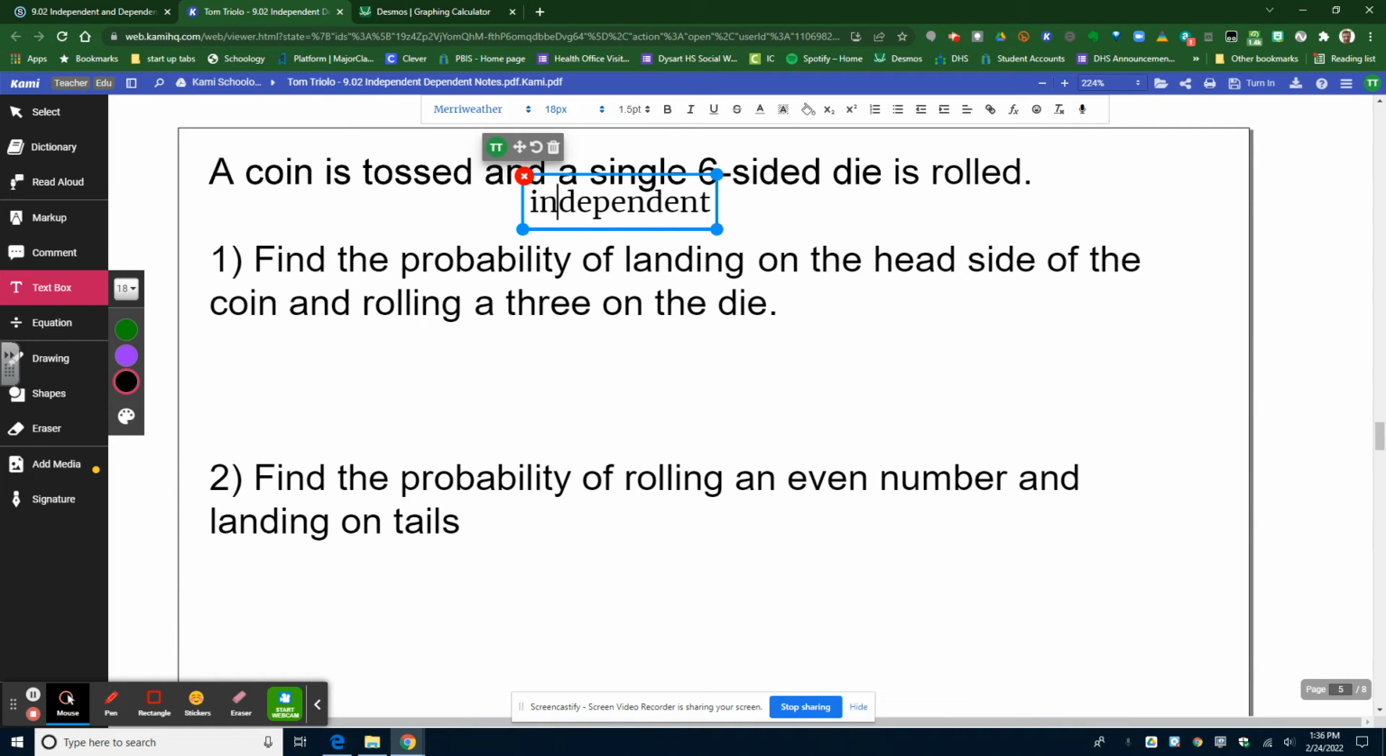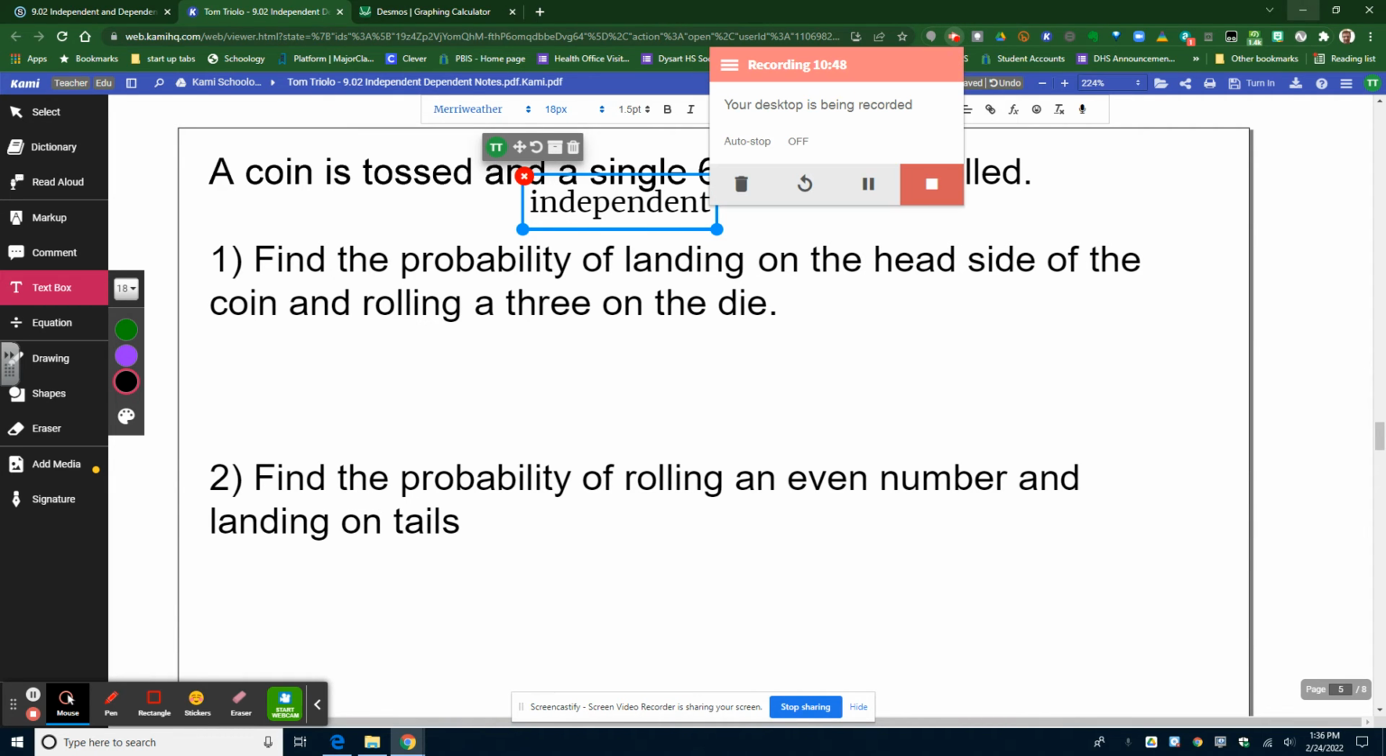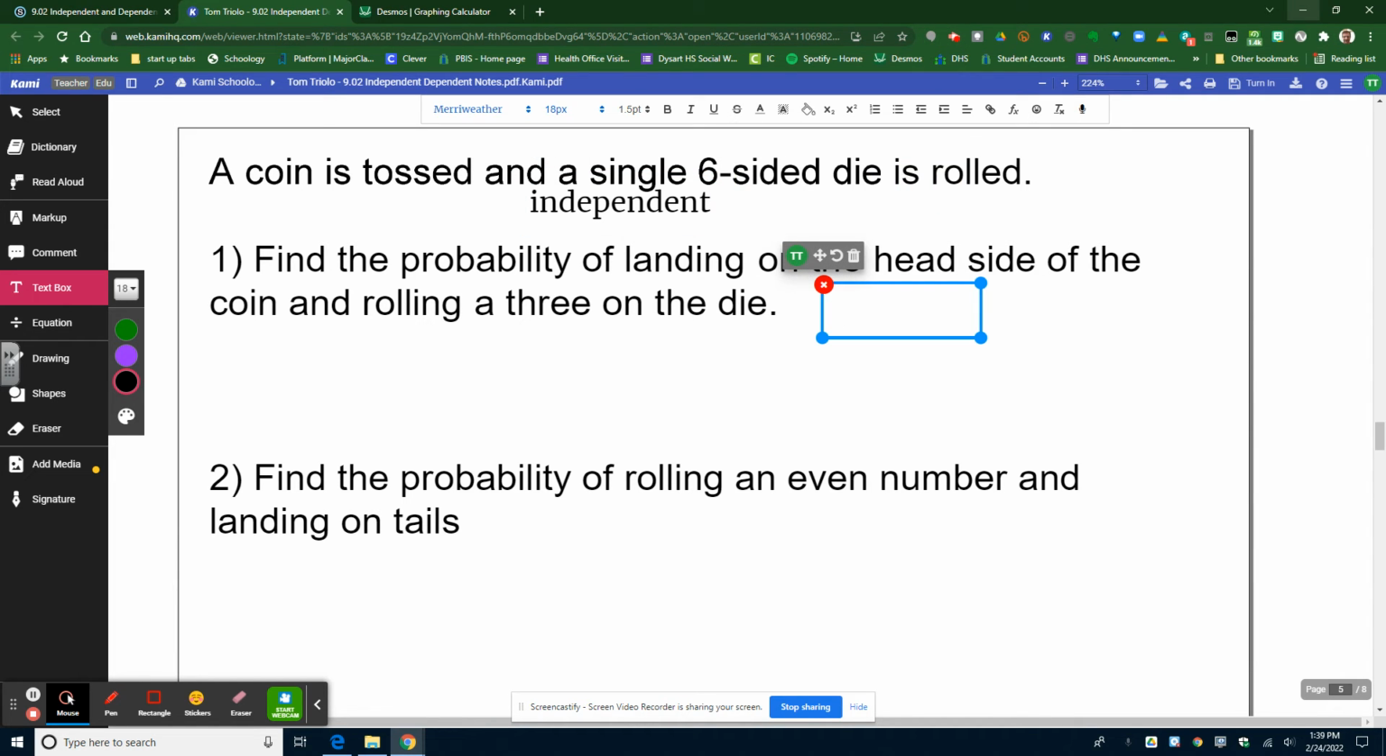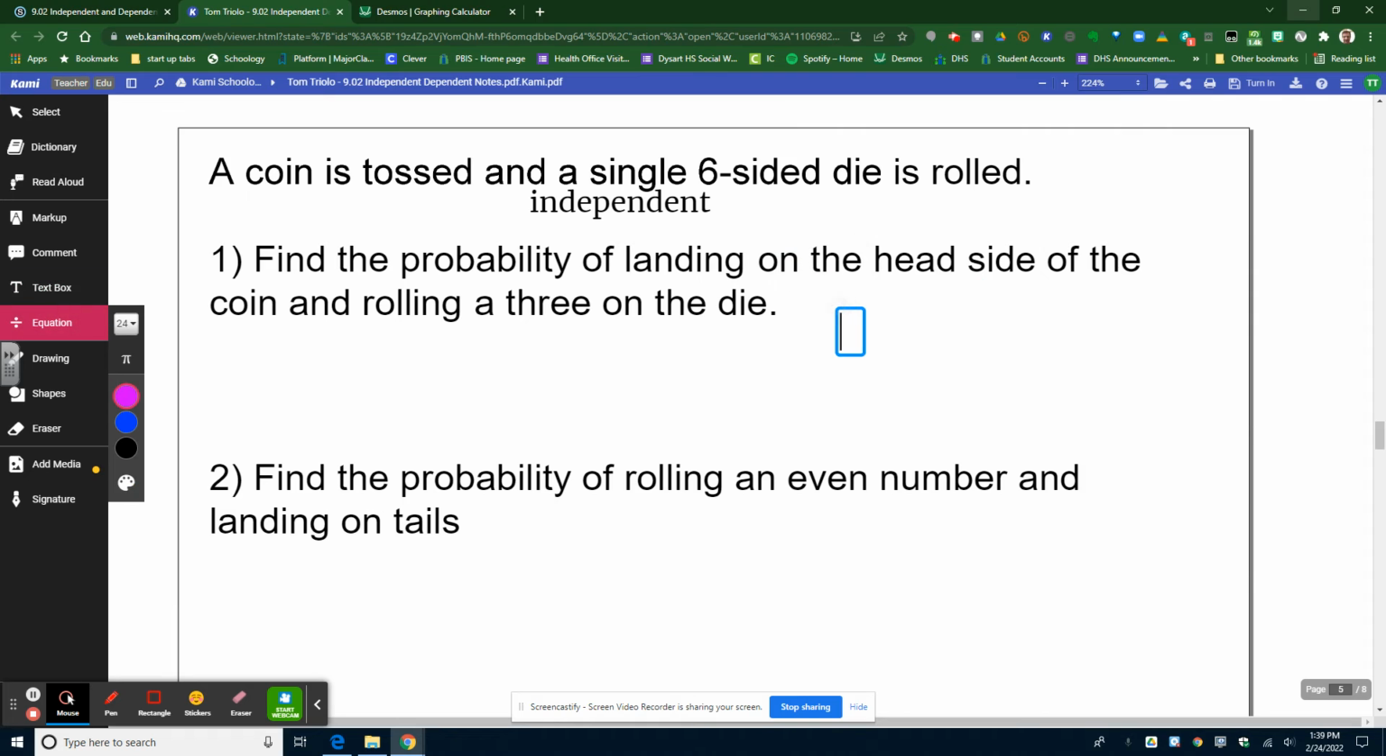Okay, find out your probabilities for 1 and 2. 1 out of 6. So half times the 6th is 1/12. So 1/2 for the coin, 1/6 for the die is 1/12.